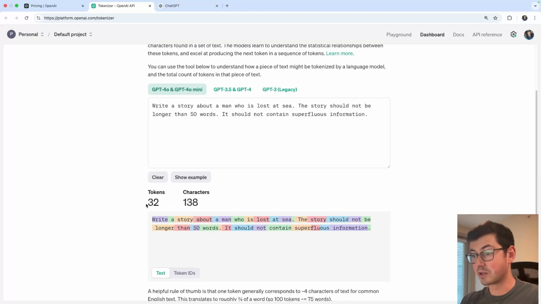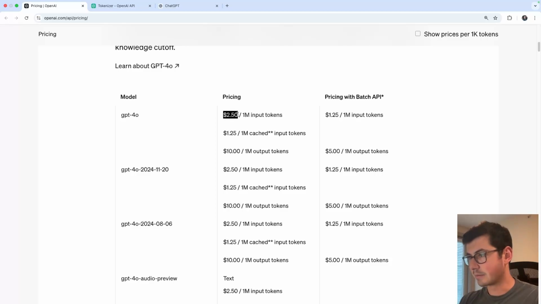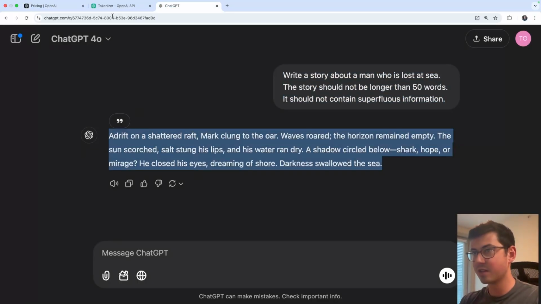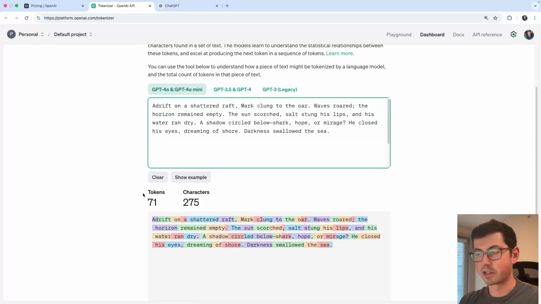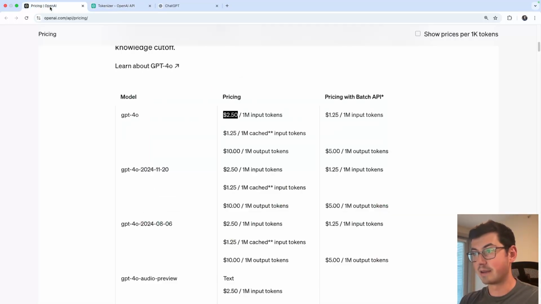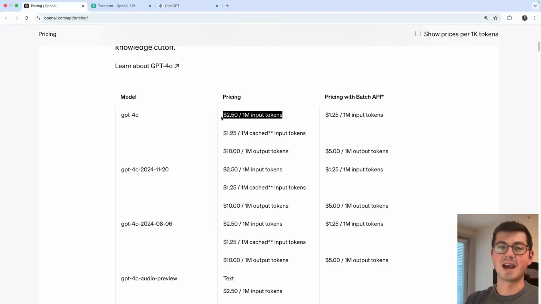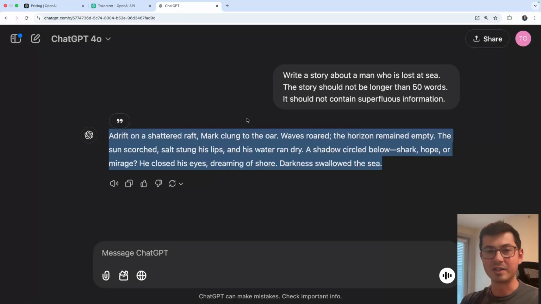Once we have the list of tokens, so this is 32 input tokens, that would correspond to 32 times 2.50 divided by 1 million. That would be how much that would cost me if I was using the API. And for the output tokens, you would just grab this and paste that into the tokenizer. And that's 71 output tokens. So that would be 71 times $10 divided by 1 million. And then you would add that to the number we calculated earlier for the input tokens. If you combine those two, that would be the full cost of this interaction here. And again, that's if you're an API customer. If you're using ChatGPT, you pay $20 at the beginning of the month and you get on with your life.